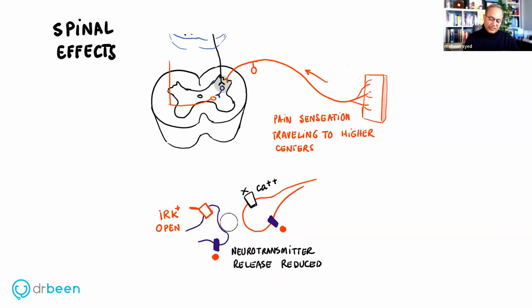Why did I say possibly second order? Because it is possible that the interneurons are involved as well. So the first neuron comes in, then there is an interneuron, and then second order. So whichever order, there is a presynaptic terminal and a postsynaptic terminal.